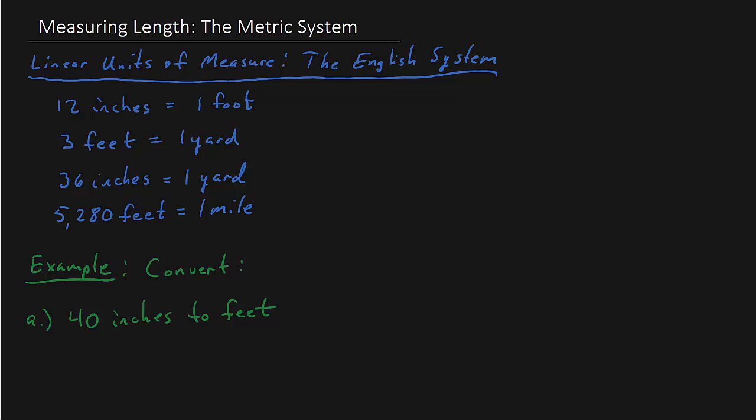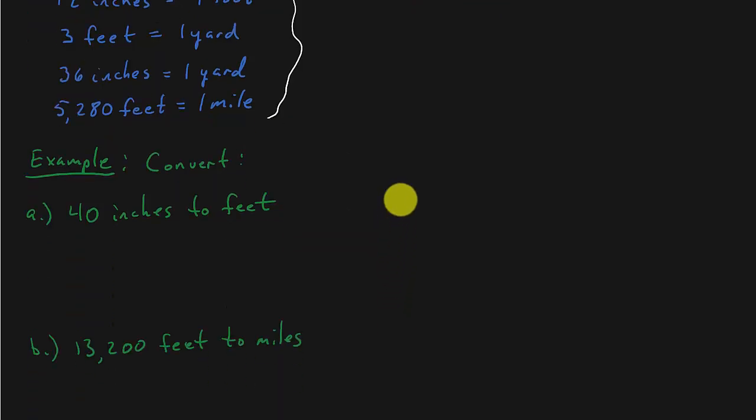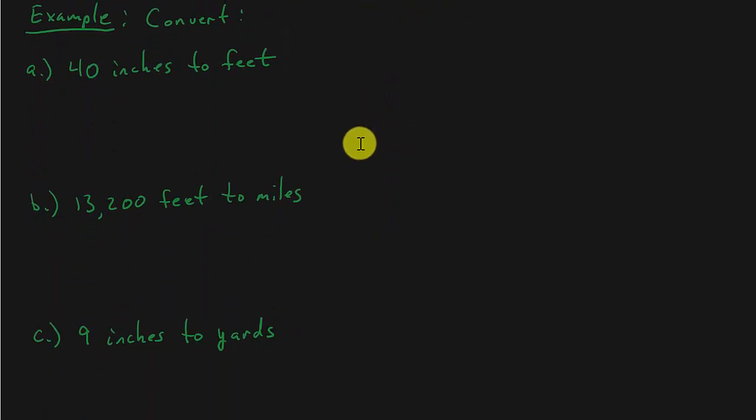And so we've got linear units of measure, the English system. We've got 12 inches is equal to a foot, 3 feet is equal to 1 yard, 36 inches is equal to 1 yard, and 5,280 feet is equal to 1 mile. So this right here is something you need to know. You've got to remember those conversions. So let's go ahead and convert these problems here.